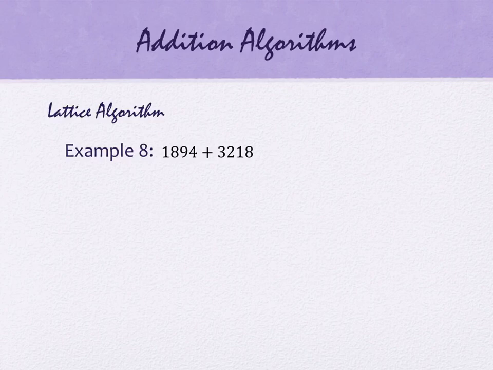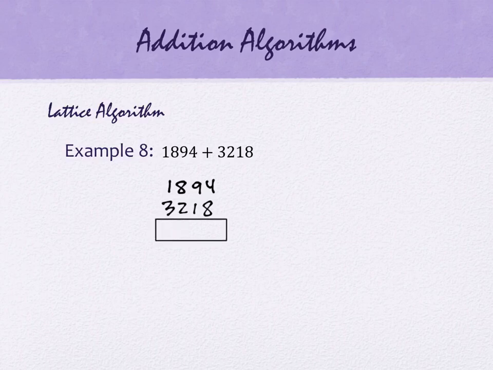This one is interesting, and it has a counterpart when we get to multiplication. This is called the lattice algorithm. So I'm going to do the same thing. I'm going to write the numbers out on top of each other. So 1894 and 3218. And underneath them, I'm going to draw a box. The box is going to be split into 4 rows because I have 4-digit numbers. So whatever number of digits you have is where you split it. If you had a 3-digit number, you'd do 3 boxes below, and so forth.